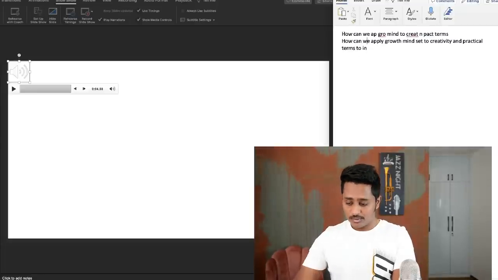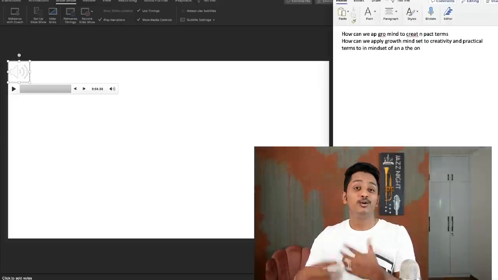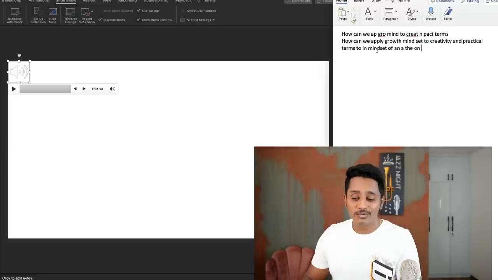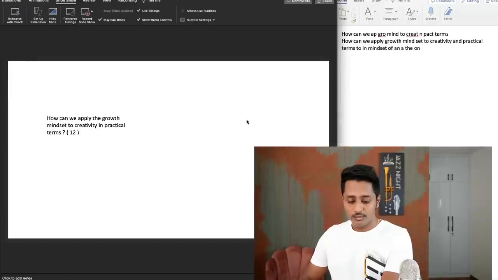I'm adding extra words. Mindset, what if it is one word? Of, a, the, to creativity, in, on. See, I don't want to risk, I don't want to lose even one mark. I'm adding this. Let me just show the answer.